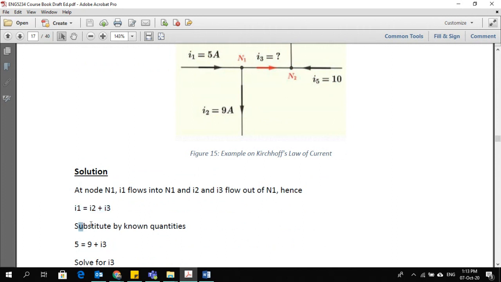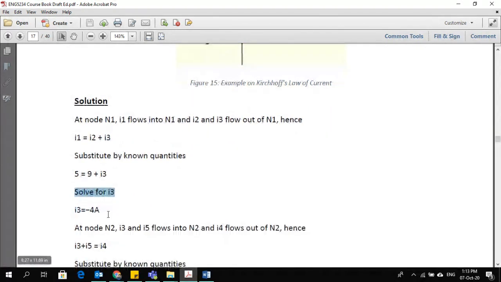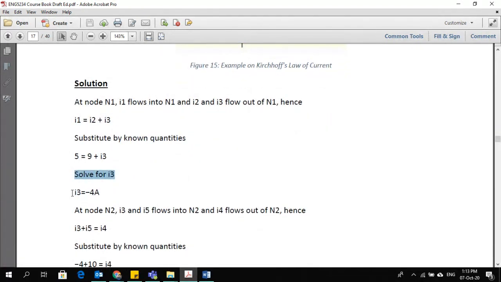Now substitute the values. I1 is 5, I2 is 9, and I3 is 1. Keep it as it is. After making the equation, the rest is a simple algebraic solution. Just solve the equation and you will find I3 as minus 4 amperes. So the minus sign specifies that this current is leaving the node. The current entering the node would be positive and leaving the node is negative.